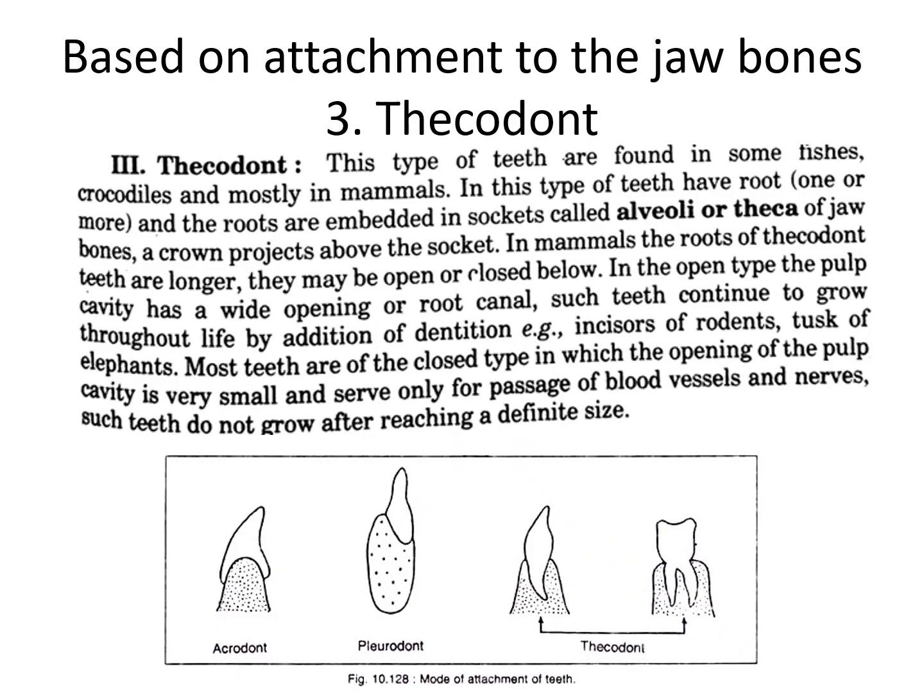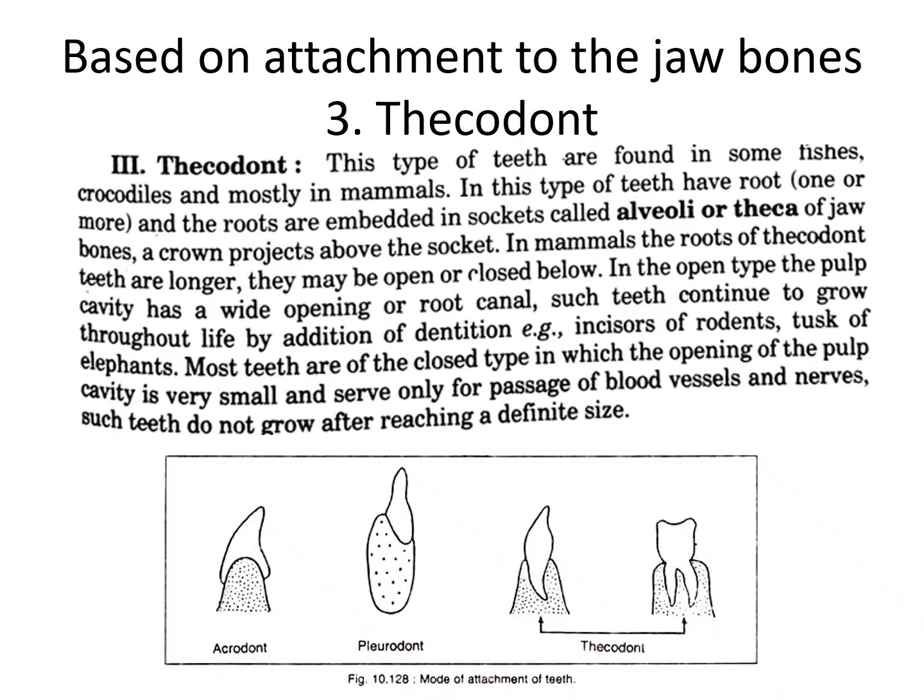The third type is the thecodont. In this type, teeth are found in some fishes, crocodiles, and mostly in mammals. The teeth have roots, and the roots are embedded in sockets called alveoli or theca of jaw bones. A crown projects above the socket.